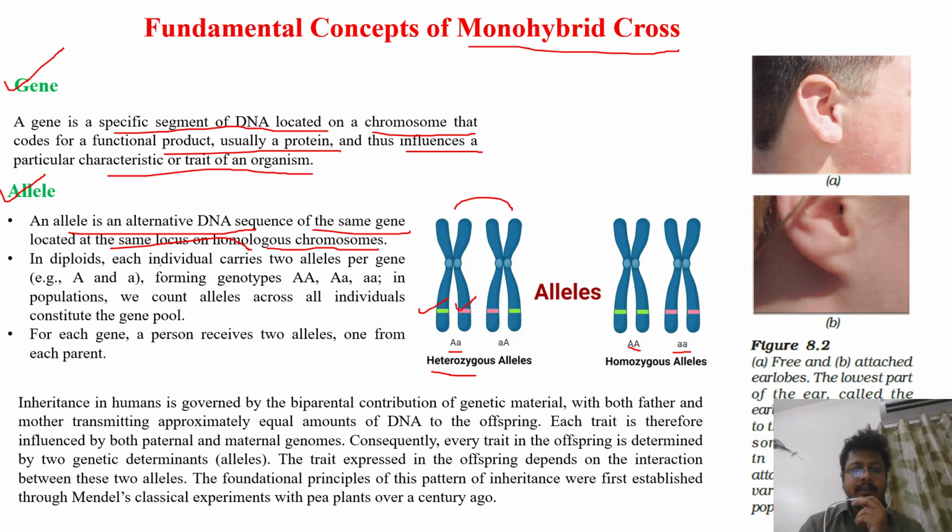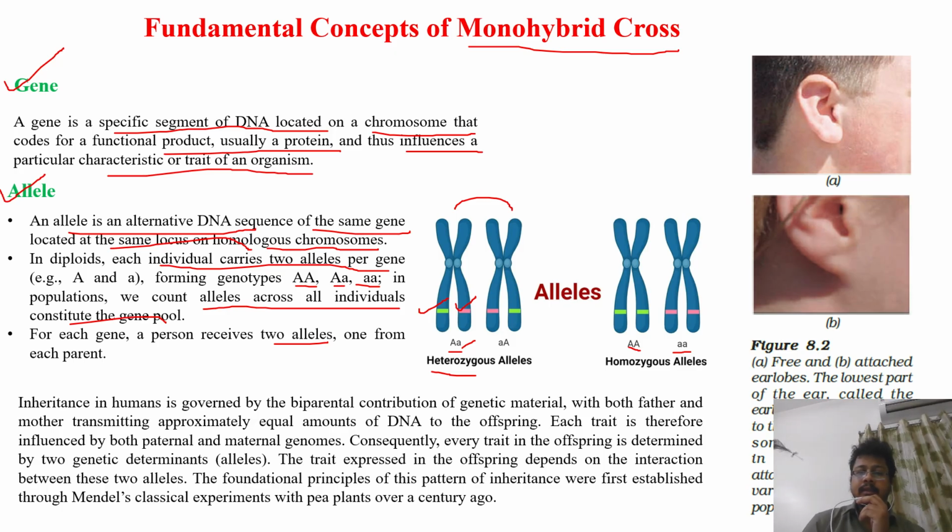In diploids, each individual carries two alleles, forming genotypes capital A capital A, capital A small a, or small a small a in a population. We count alleles across all individuals, and they constitute the gene pool. For each gene, suppose there are two alleles. As we can see, there are two alleles, one from each parent, which we receive in case of homologous chromosomes.